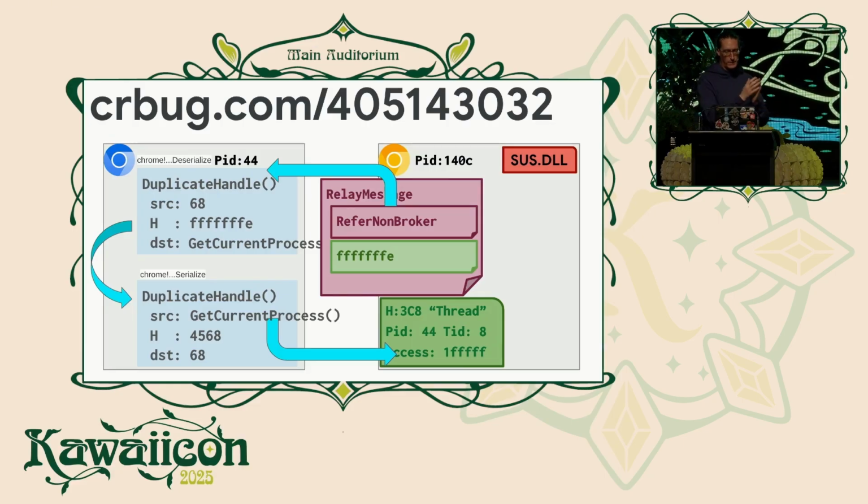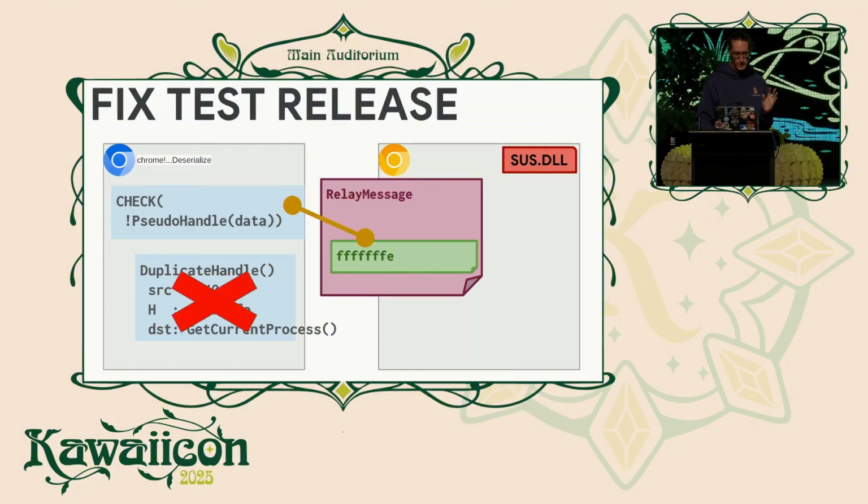We send it back, and it pops up in the renderer. So that's what the bug is. We figured it out. It took us a little while, but we're pretty confident we can fix it. So, OK, all we've got to do is reject all pseudo handle values.